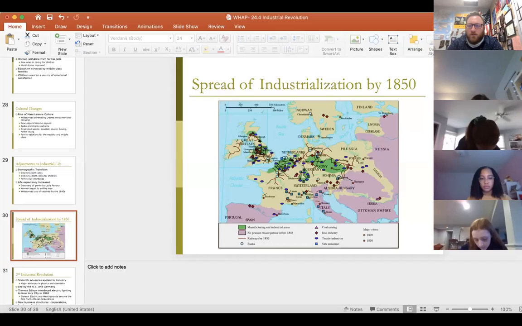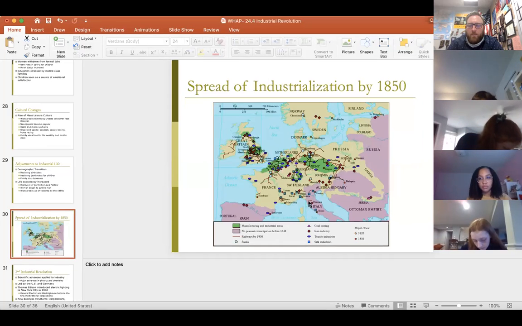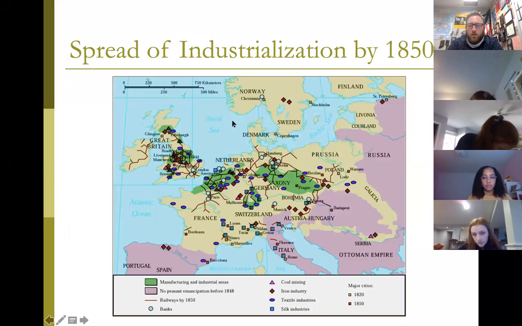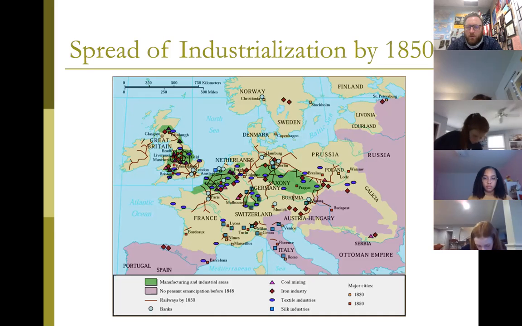So this is kind of interesting. If you look at this map on the screen, the green are areas that are heavily industrialized. You'll see in the pink were areas where serfs were not emancipated before the revolutions of 1848. And so what you'll notice is places that remained primarily agricultural were way behind. You guys see that on the map?